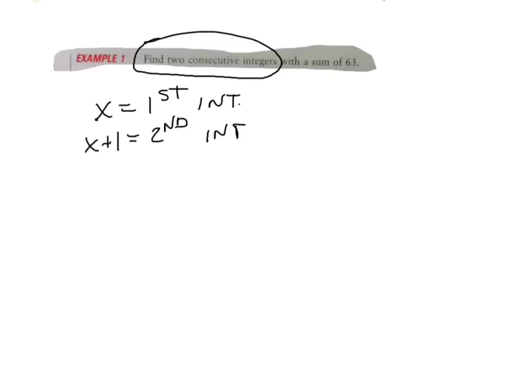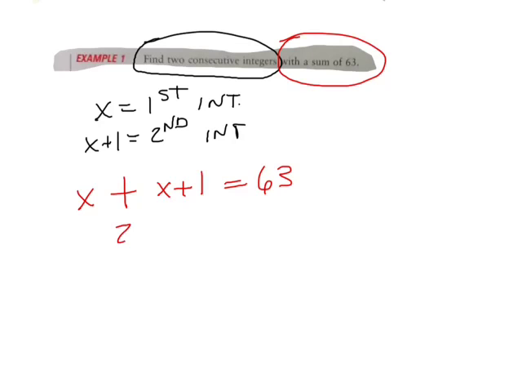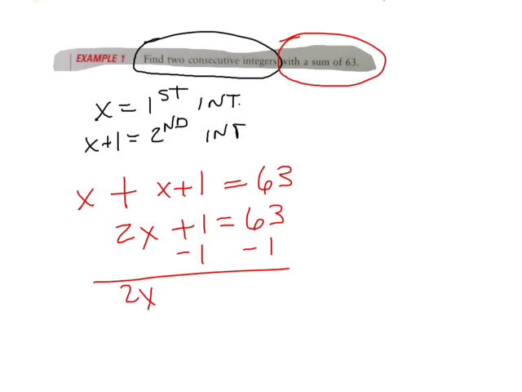Then the second part, with the sum of 63, is saying their sum is 63. So x, the first one, and x plus 1, the second one, if you add those two together, their sum equals 63. We combine like terms: x and x is 2x, plus 1 equals 63. We're going to take away 1 from both sides. It's a two-step equation: 2x equals 62. We're going to divide by 2, and x equals 31. So the first one is 31.